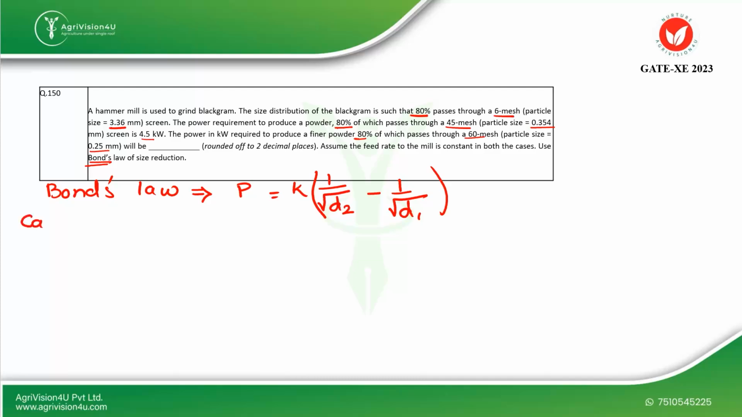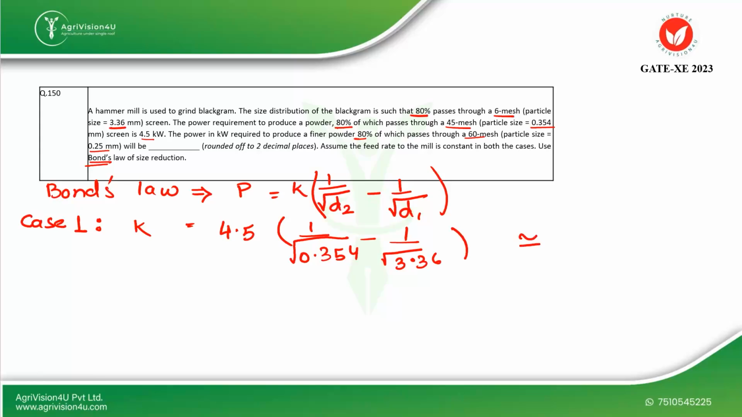So in our first case, we have to calculate the constant, that is K. For calculating K, put all the other values, that is 4.5 by, what is D2? 1 by root over 0.354 minus 1 by root over 3.36. So you will get an approximate value of 2.25. Now you have to use this K value to calculate for our second case, to calculate the value of P2.